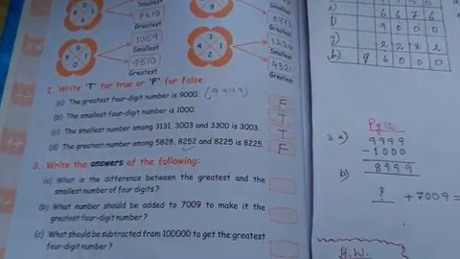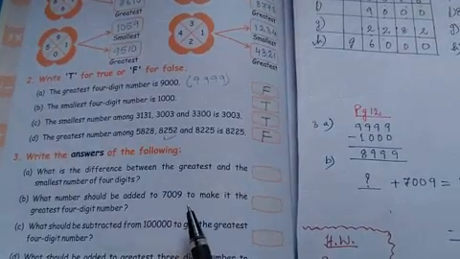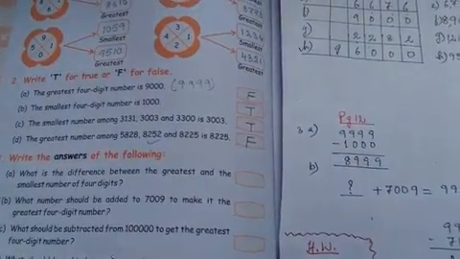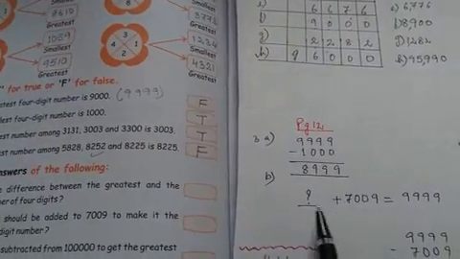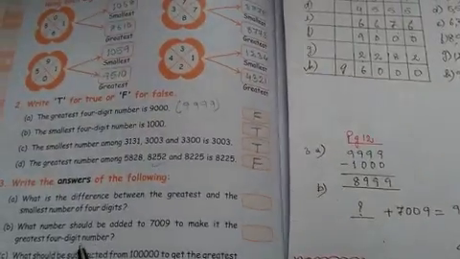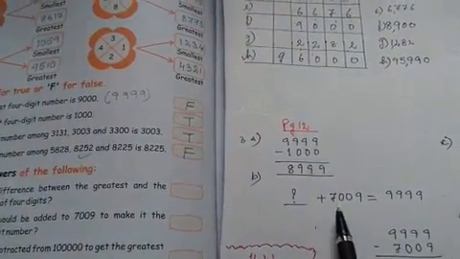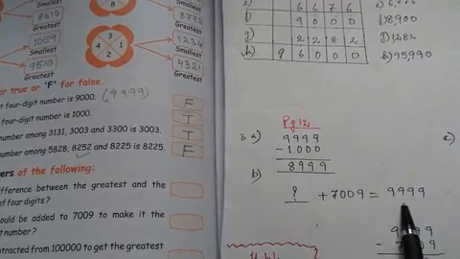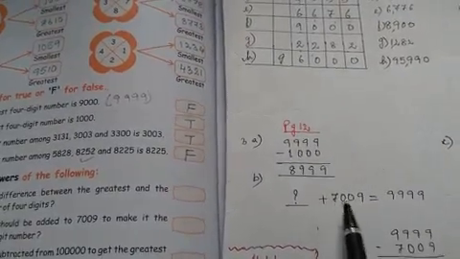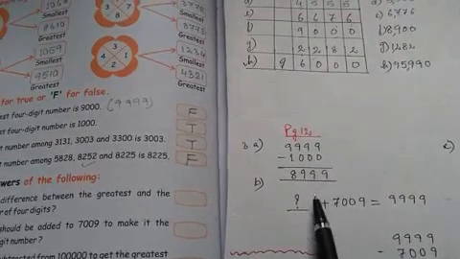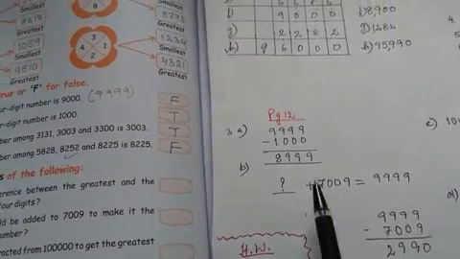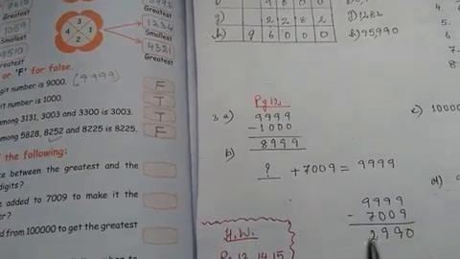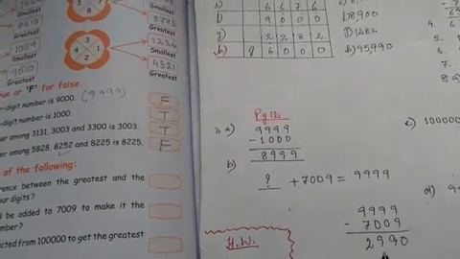Now the next one, what number should be added to 7009 to make it the greatest 4 digit number? You need to make an equation like this. If you make an equation like this, you will know what to do. What should be added to 7009 to make it the greatest 4 digit number? This is the greatest 4 digit number. I have taught you in this kind of situation, this is a positive sign, so if you bring it this side, this becomes negative. So minus, then you subtract. So this will be your answer.